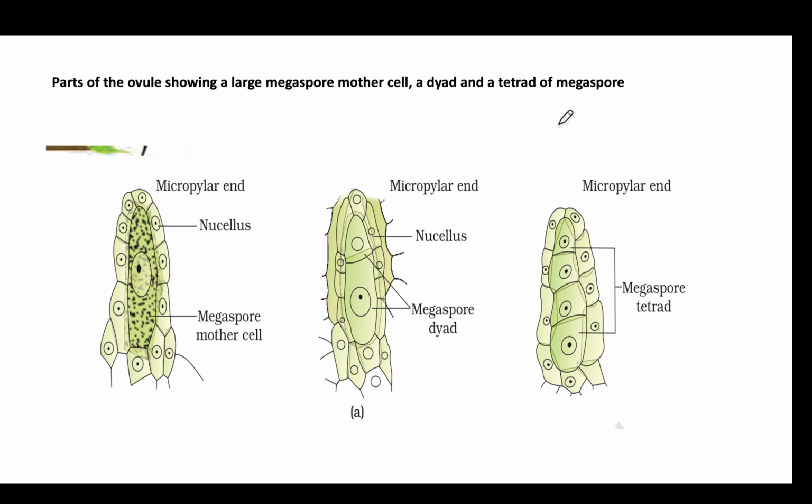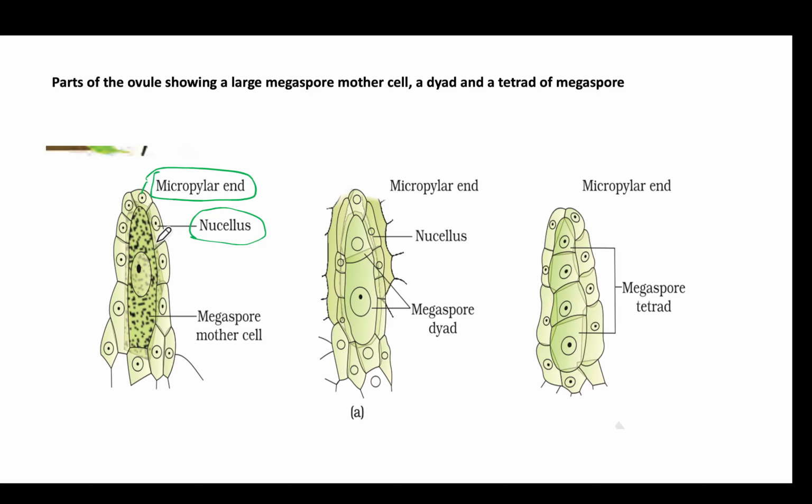Now let's say this is just a diagrammatic representation of the megaspore mother cell and how more than 1 cell will form from a single megaspore mother cell. So the nucellus, we already know, is a nutritional content reserve in the ovule. This top end is the micropylar end, right?